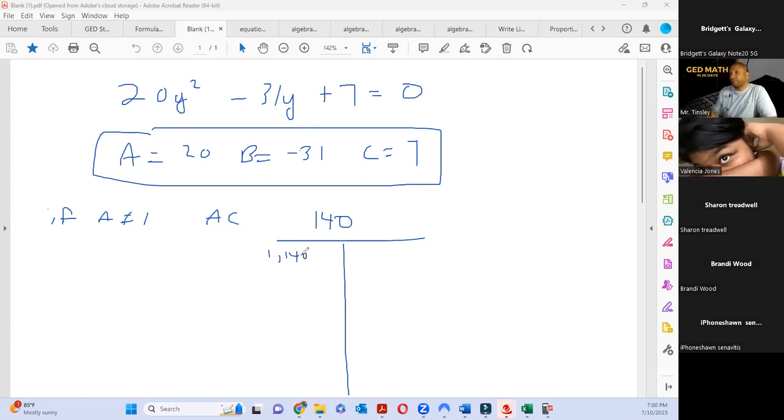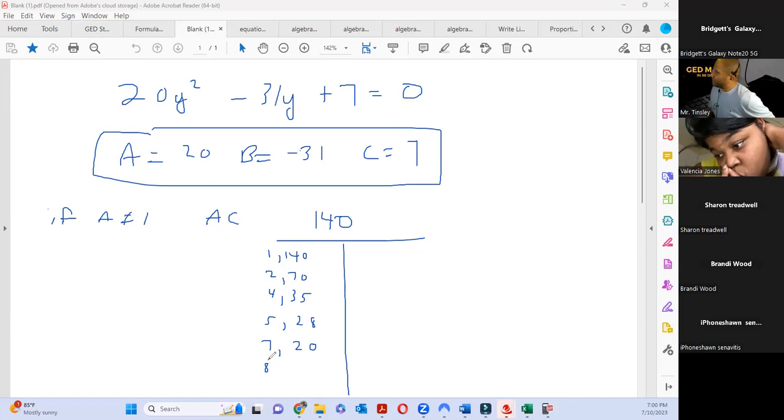So 1 and 140, 2 and 70. Does 3 go into 140? No. Does 4 go into 140? Yes, 4 and 35. 5 goes into 140, that's 5 and 28... 6 does not go into 140. 7 goes into 140, that's 7 and 20. 8 does not go into 140. 9 does not. 10 goes into 140, that's 10 and 14. 11 does not, 12 does not. So those are our factor pairs.